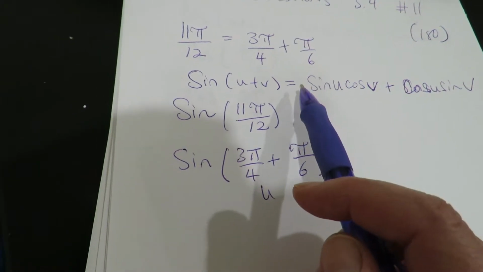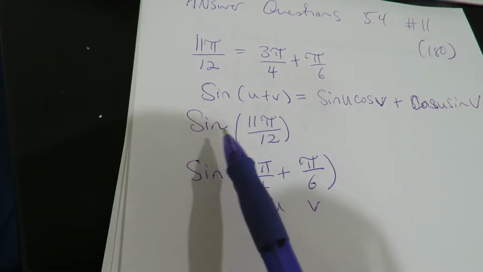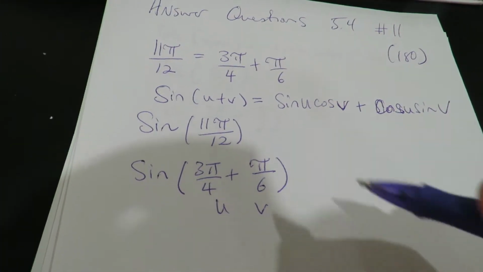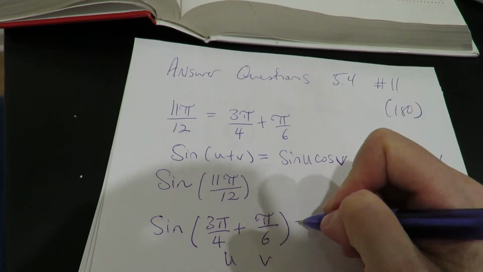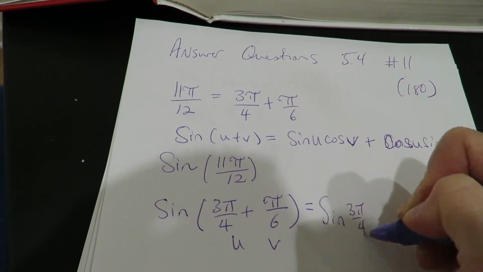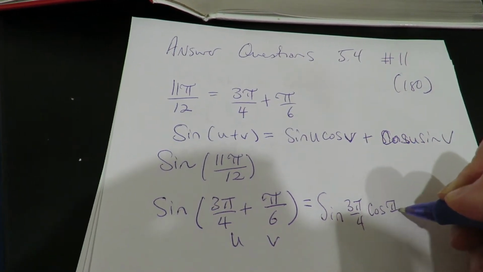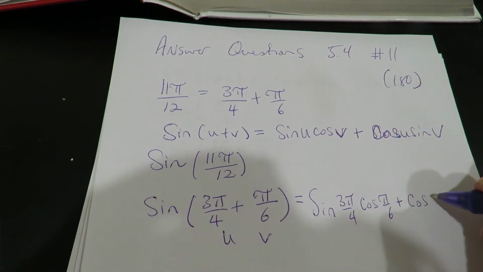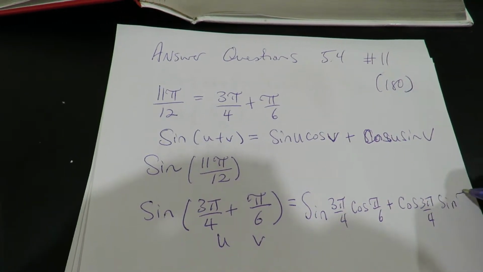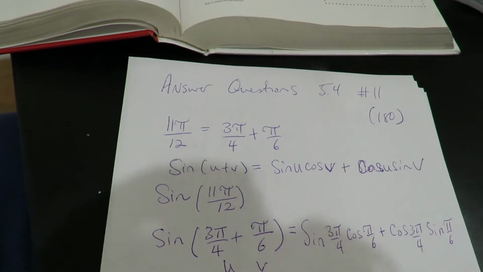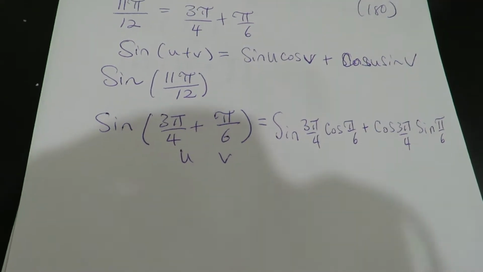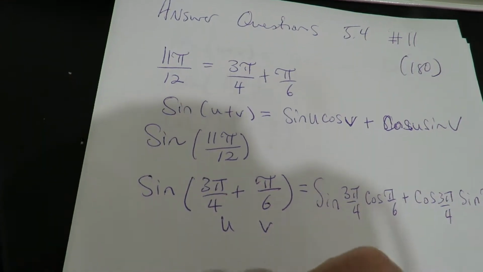So I wrote the formula here for the sine of u plus v. So when we find 11 pi over 12, they already gave us u and v, so we just plug it into the formula. All right, so you just plug the u and v into the formula, and then you have to evaluate u and v. So you have to have two pictures.